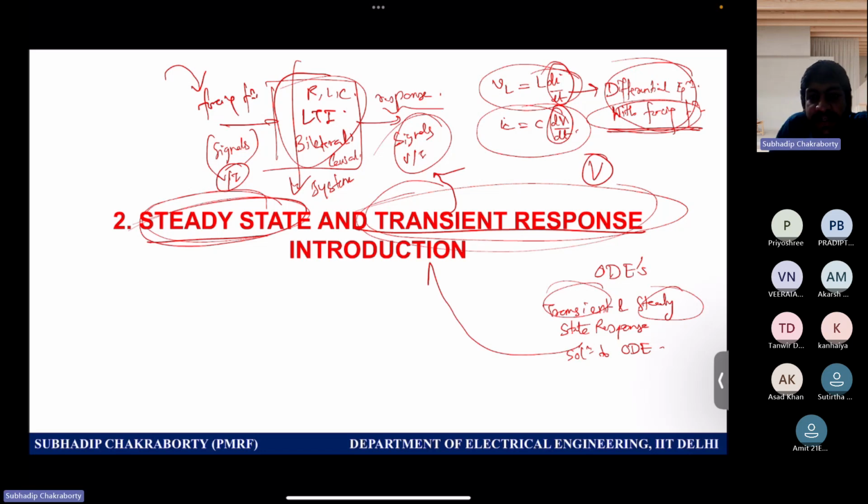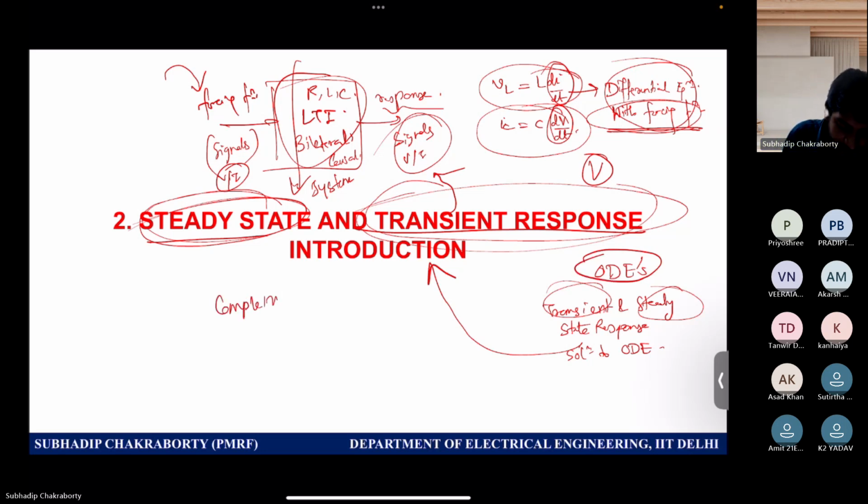The solution to ordinary differential equations is split into two parts. Can anyone name them? Yes, a solution to an ordinary differential equation can be split into two parts. Have anyone heard the names complementary function and particular integral?